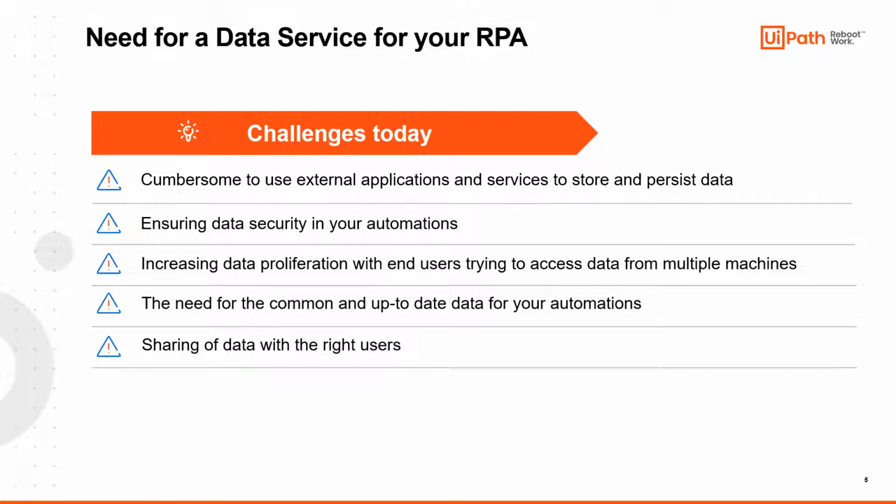Again, the second challenge is data security in your automations, right? You access multiple applications and there is an issue in the data security. Then there is increasing data proliferation, where you have multiple data sources with end users trying to access them from multiple machines, right? So you have tons of data lying there and you are trying to access that using your machines. Then there's the sharing of data with the right user. There are multiple people who are using the data, and then there is a need to share the data, right?